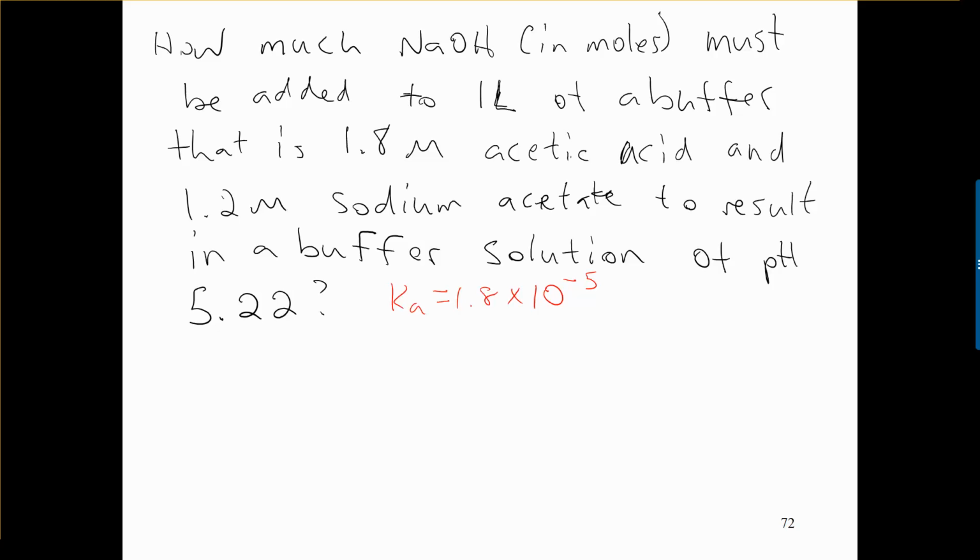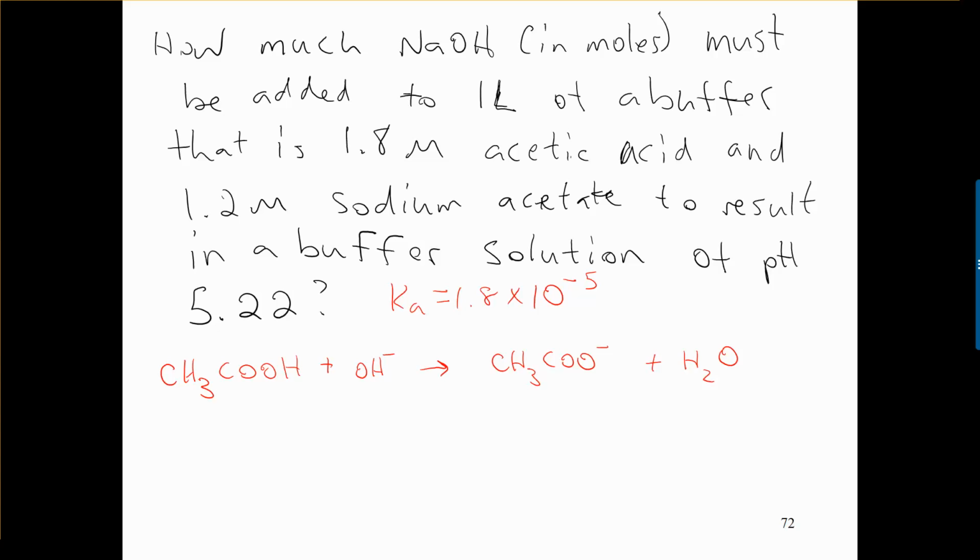Sodium hydroxide is reacting with what? Acetic acid. And producing sodium acetate. Okay? So it's producing sodium acetate. So we have acetic acid, CH3COOH, plus OH minus going to CH3COO minus plus H2O. Right? The sodium's a spectator ion. And that's why we don't include it here.